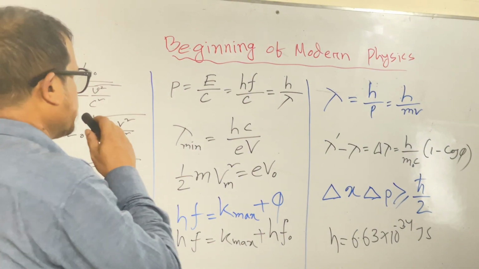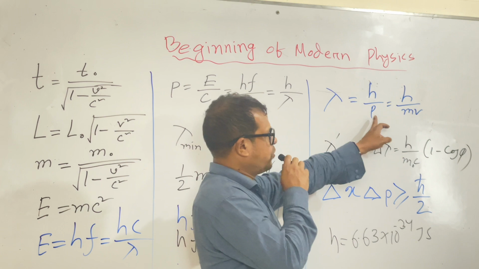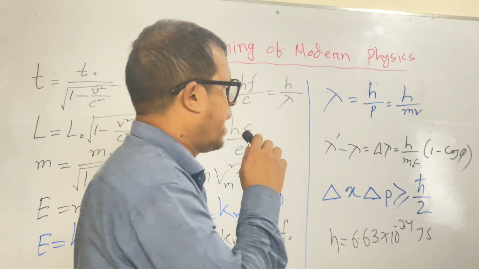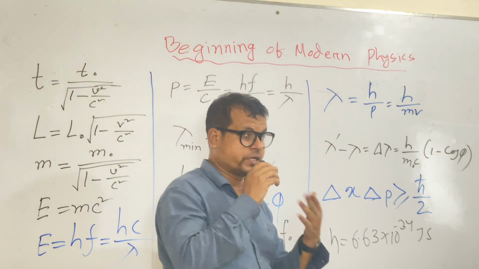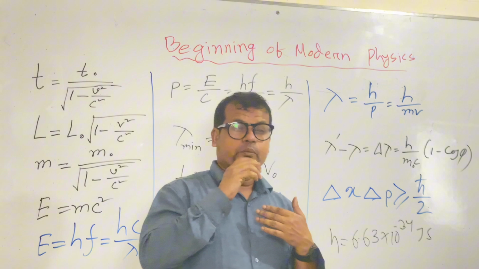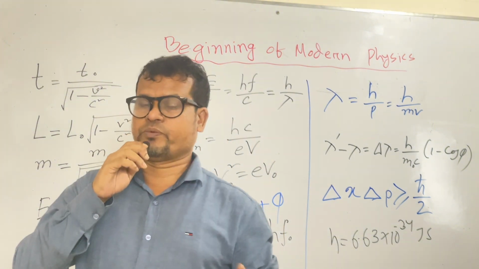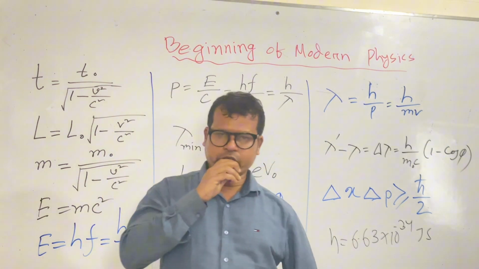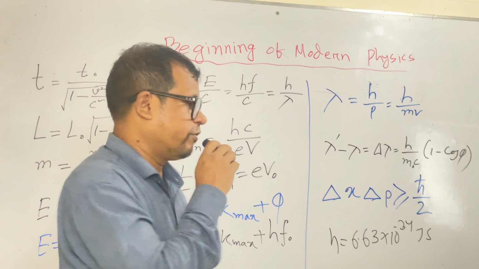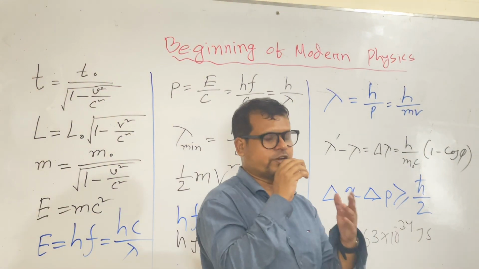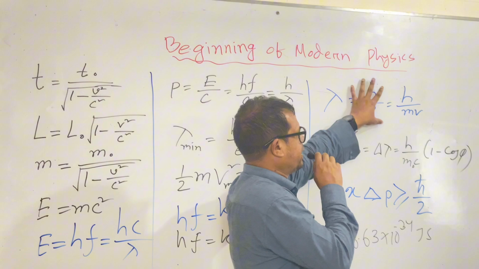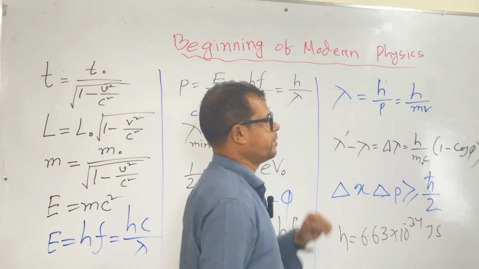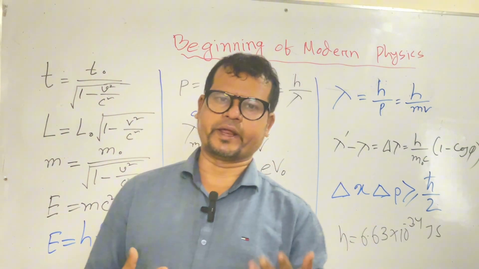Now guys, what do you mean by p? p here is momentum. That means lambda equals h over p, and we know what momentum is. Momentum means the product of velocity and mass of any matter. Here we can write p equals mv, where m is mass and v is velocity. That means we can apply this formula lambda equals h over p, where h is the Planck constant, p is momentum, and lambda is the wavelength of any matter.